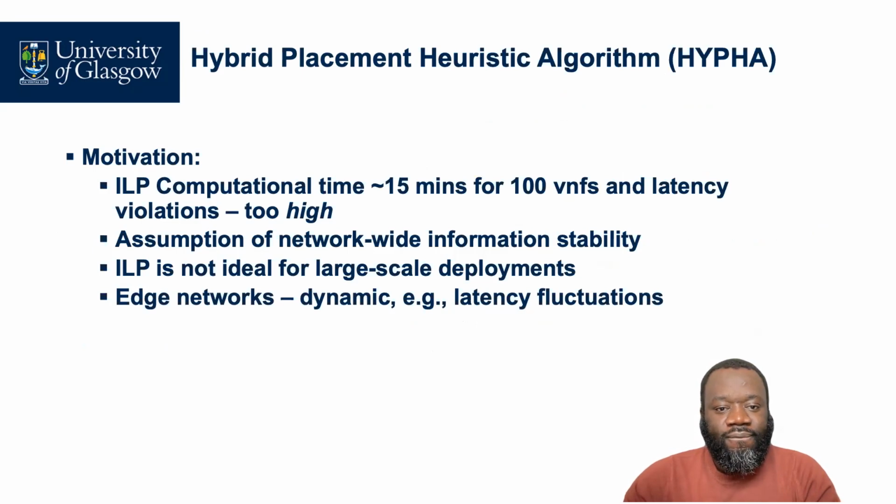The model you've seen so far requires a lot of computational time, which is not ideal, or I would say wouldn't fit in well for most edge network environments due to their dynamic nature. So we introduced this hybrid placement heuristic algorithm, which looks at incremental placements of network functions, and performs locally optimal placements on requests being sent in by users. There is an assumption of network-wide information stability with the ILP, and it's not ideal for large-scale deployments. The nature of edge networks is dynamic, which makes situations like latency fluctuations cause downtime.